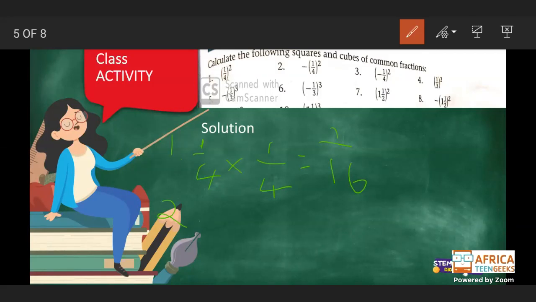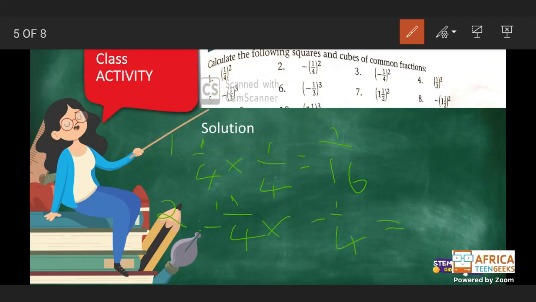When we do number 2, we have 1, we have a negative, right? So we need to break this negative down. This negative right here means that both of those fractions inside the brackets are negative. Not only one, but both of them. So we'll have negative 1 over 4 multiplied by negative 1 over 4 equals.